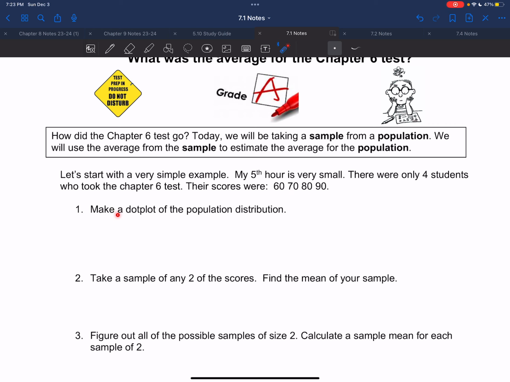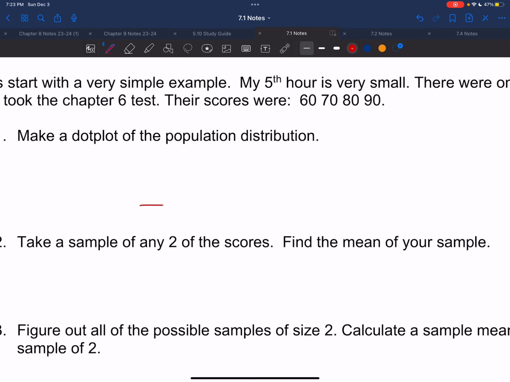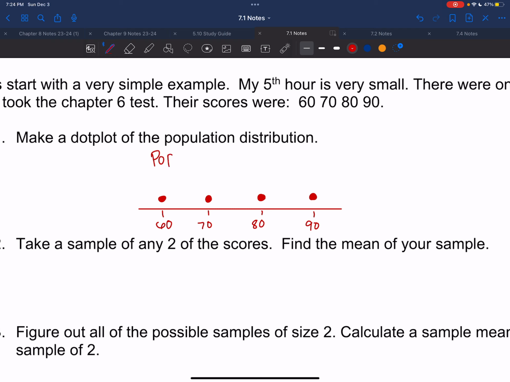On question 1, make a dot plot of the population distribution. So I'm just going to make a number line. Since we only have 4 numbers, 60, 70, 80, and 90, I'm going to put a dot for each one of these scores. And don't forget, whenever you're making a graph, always make sure to label it and give it a title. We're going to call this one population distribution of scores.